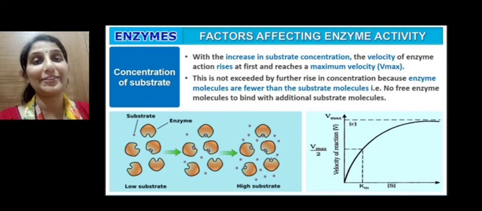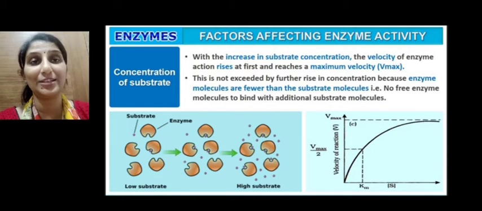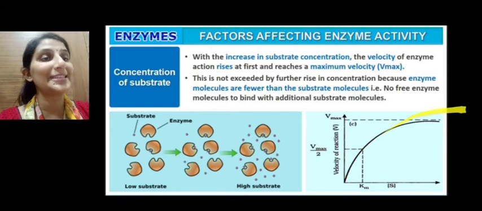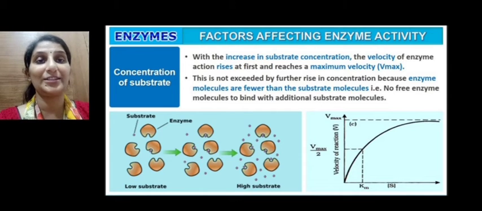The second factor is concentration of substrate. With the increase in substrate concentration, the velocity, that is the rate of reaction in a particular direction, keeps on rising at first. And it reaches a maximum velocity which is represented as Vmax. Further increase in substrate after the Vmax does not raise it further, because enzyme molecules are fewer than the substrate molecules.